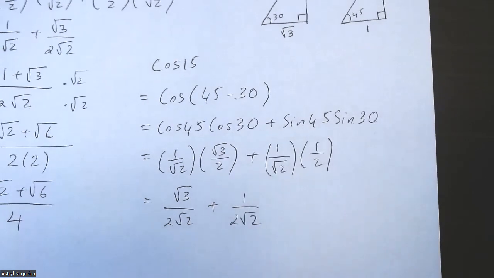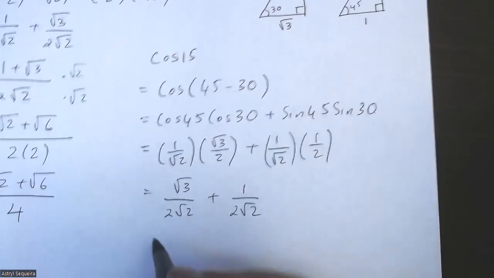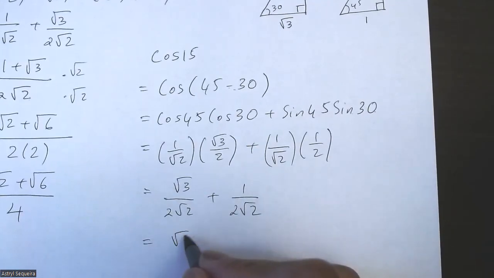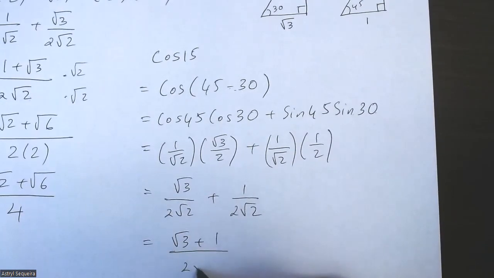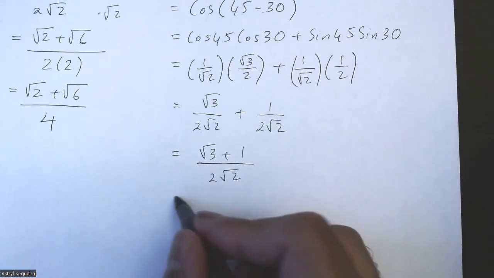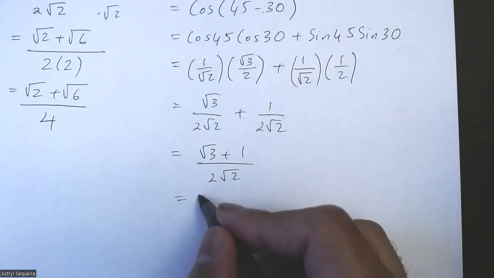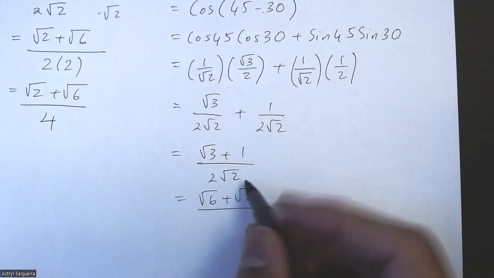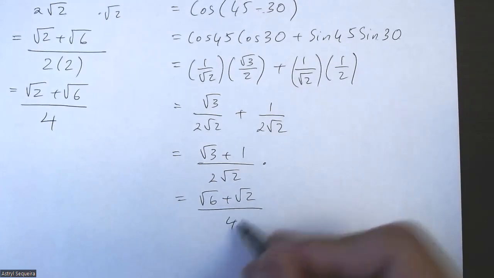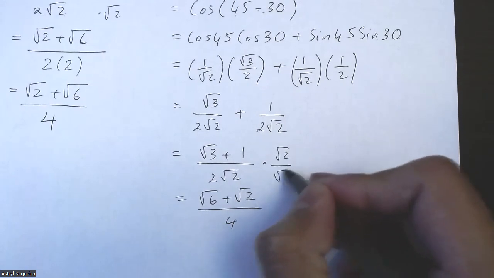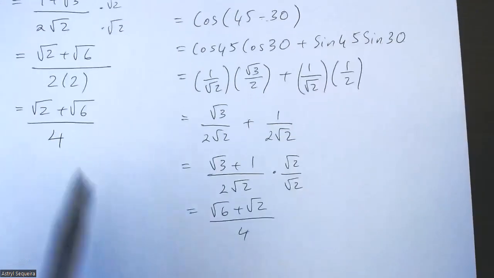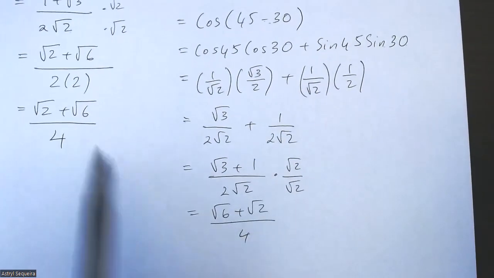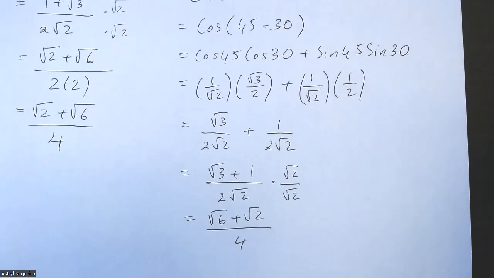It's basically the same answer as the last one we did. As you'll see when we simplify, it's root 3 plus 1 over 2 root 2, and multiply root 2 on the top and bottom. So I'll get root 6 plus root 2 over 2 times 2, which will be 4. So pretty much the same solution here, and that's perfectly fine. You can sometimes get the same solution.